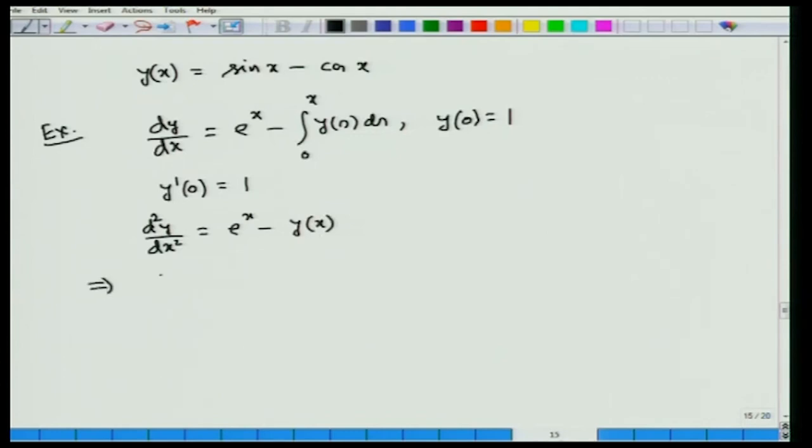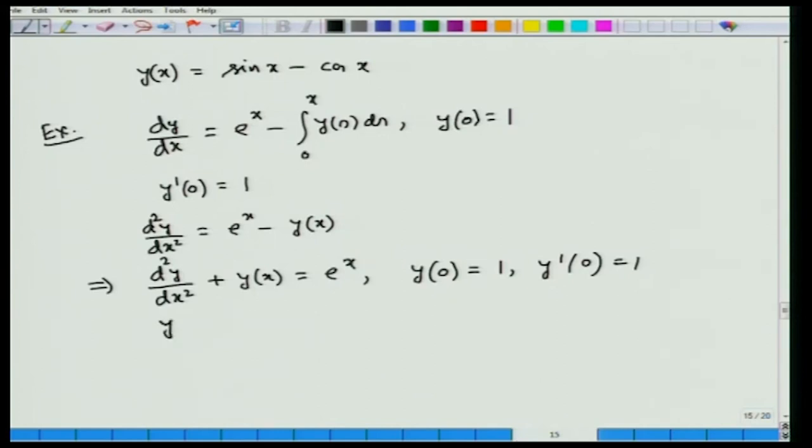And this implies we have this ordinary differential equation, that is d2y/dx2 plus y(x) equal to e to the power x, and we have two initial conditions, that is y(0) equal to 1 and y dot 0 equal to 1. So, that means the given Volterra integral differential equation is now converted into an ordinary differential equation, and you can solve this equation directly. Its general solution is given by y(x) equal to c1 cosine x plus c2 sin x plus e to the power x by 2.